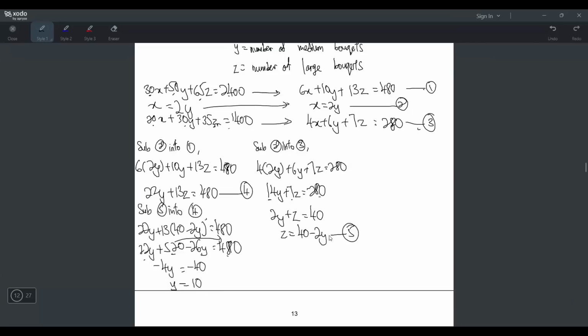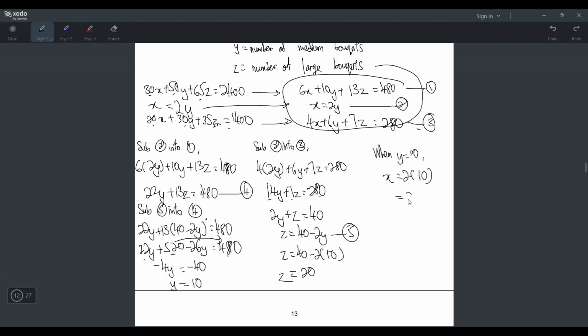Okay, when you have your y is 10, you can sub inside this equation to find z. So 40 minus 2y, y is 10. So what is 40 minus 20? 20. So your z is 20. Okay, after you have your y and z, now you can find your x. You can sub into either one of these equations to find x. But the easiest one, of course, is equation 2, because in equation 2, they already gave x equals 2y. So you just sub the y inside. So when y equals to 10, since your x is equals to 2y, x equals to 2 times 10. So your x is 20, right? Okay, now I'm done with my x, y, z.